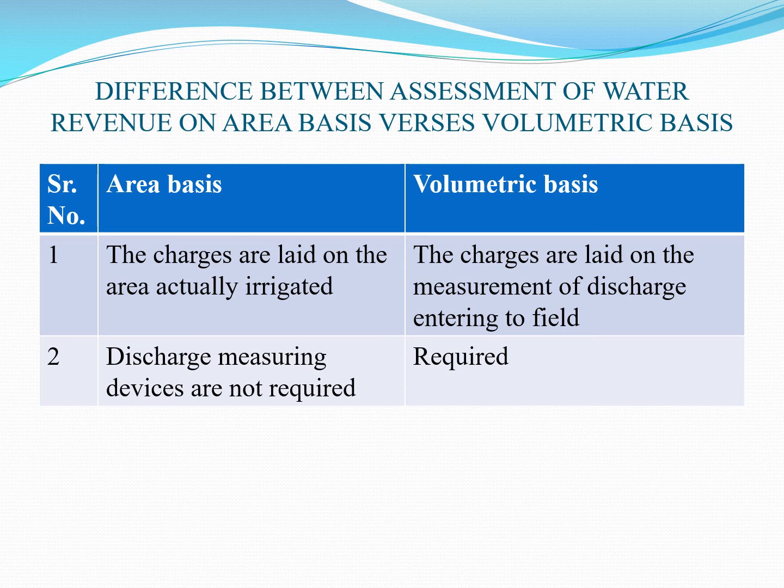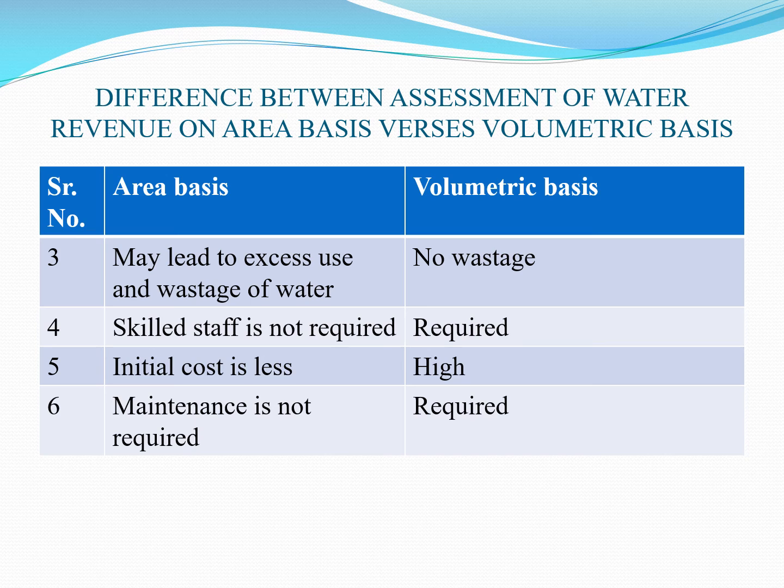and in volumetric basis discharge measuring devices are required because the actual volume of water at the outlet head is to be measured. Third, in area basis, it may lead to excess use and wastage of water, and in volumetric basis no such wastage is made because the farmers know that the charges are on the actual volume of water used.